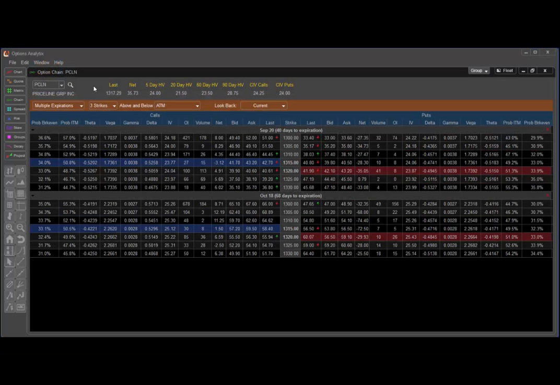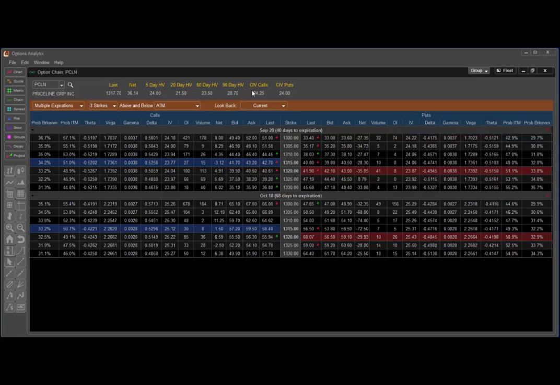The Options Analytics option chain is designed to quickly allow the trader to see both current or historical option prices as well as real-time Greek values. In this example, the option chain window is open with the options for Priceline. To the right of the symbol, we see the current last price along with the net change, the 5, 20, 60, and 90-day historical volatility, and the cumulative implied volatility for both calls and puts.